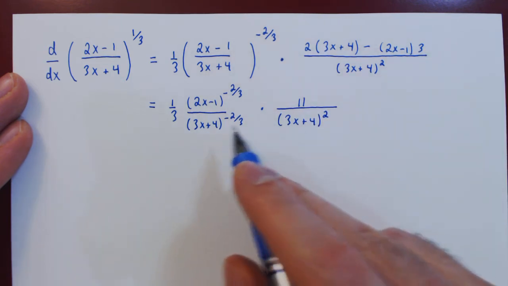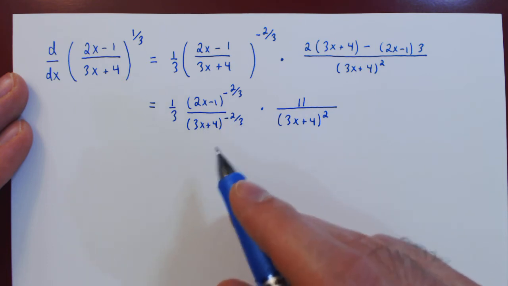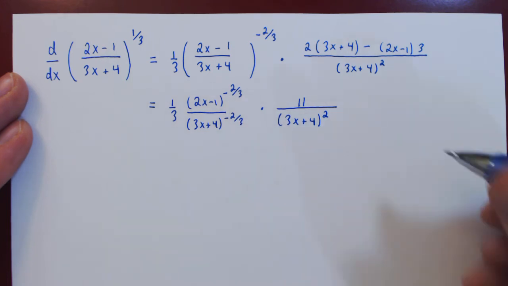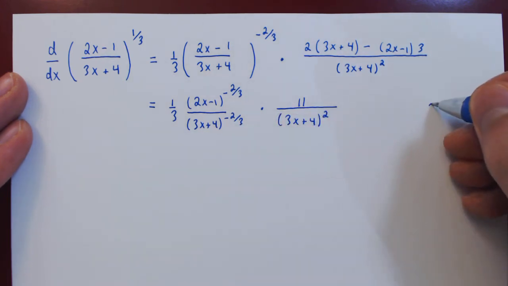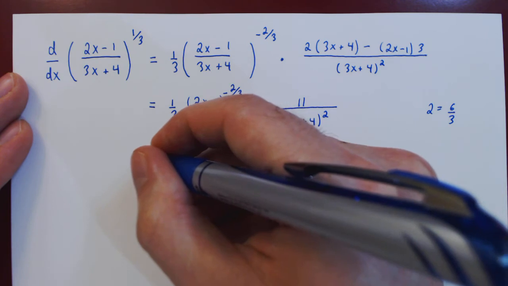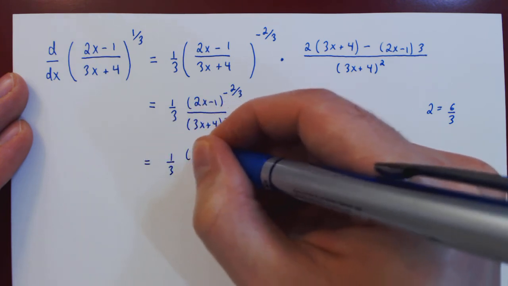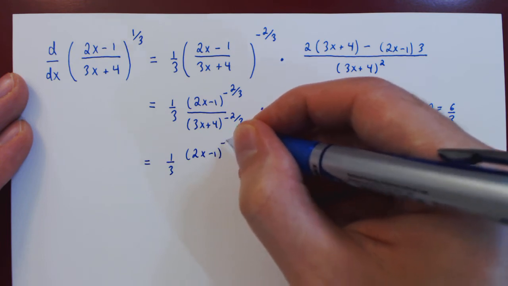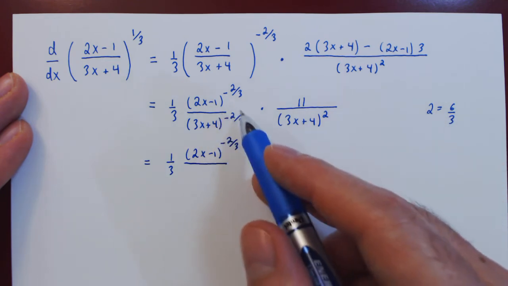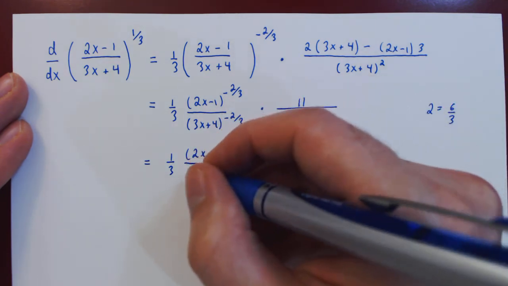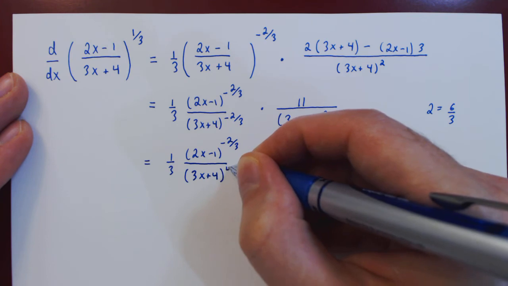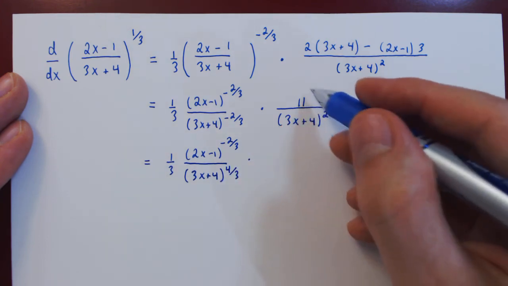And now we can combine these two powers of 3x plus 4. Now, we know that when we multiply the same base, we simply have to add up the exponents. So as we have here an over 3, well, let's put 2 over 3. Therefore, 2 is, of course, 6 over 3. So 6 over 3 minus 2 over 3 is 4 over 3. And of course, let's not forget times 11.